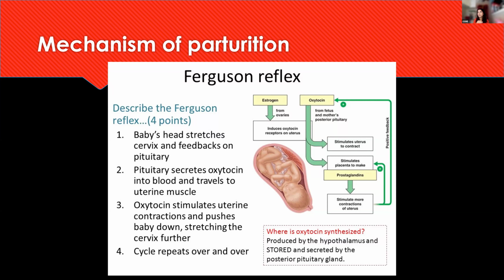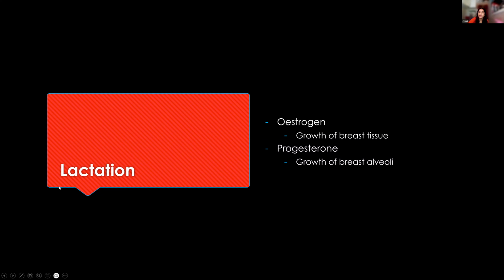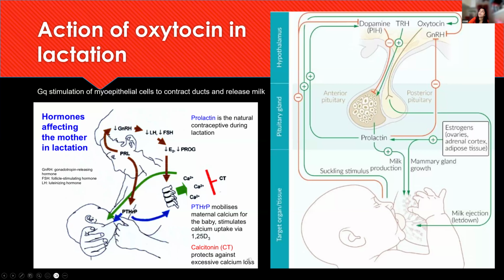So, lactation. This is very short because, again, I'm only going to cover the high-yield topics for the sake of time. Really, in part A's, it talks about the role of estrogen and progesterone in lactation. Estrogen is involved in growth of the breast tissue and progesterone for the alveoli. Oxytocin is also involved in lactation.